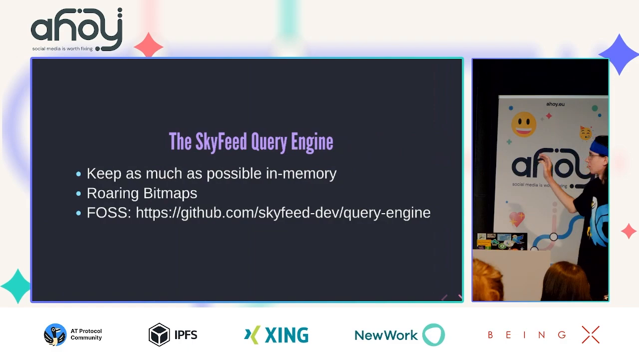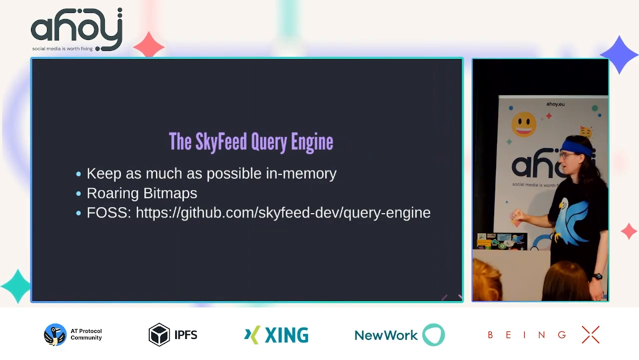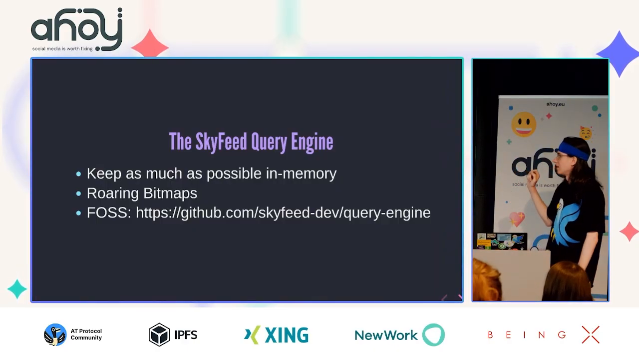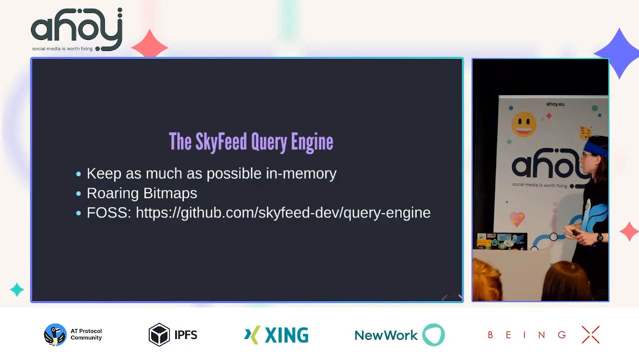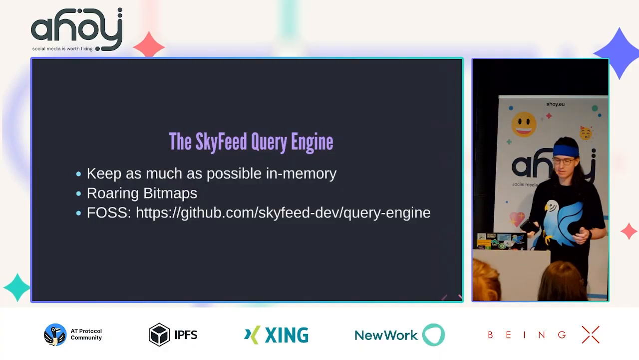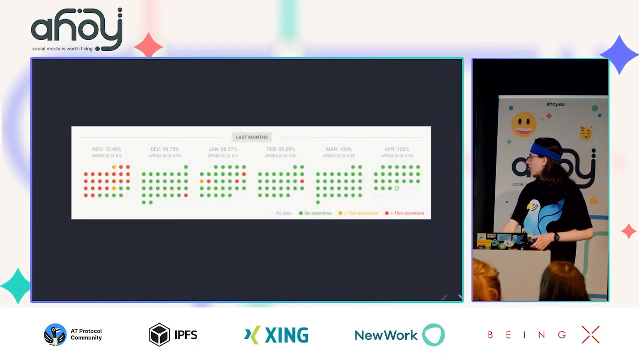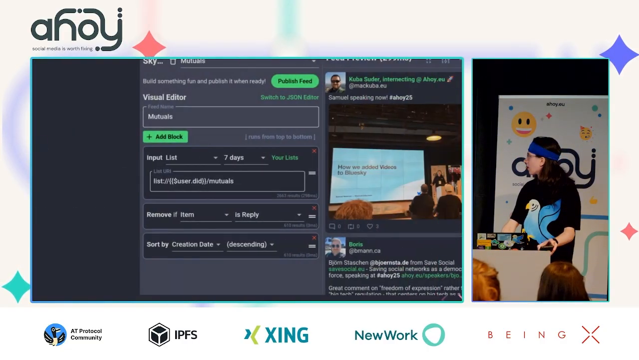But really the core edit is, if it's not cached, then it hits the SkyFeed query engine. And the magic here is that it keeps as much as possible in memory. It's written in Rust. It uses some shiny things like roaring bitmaps. It's of course free and open source. And I tuned this a lot over the last few months and years. And as you can see, now it's running pretty reliably because most outages were caused by the query engine.